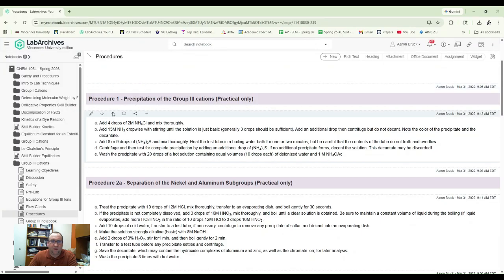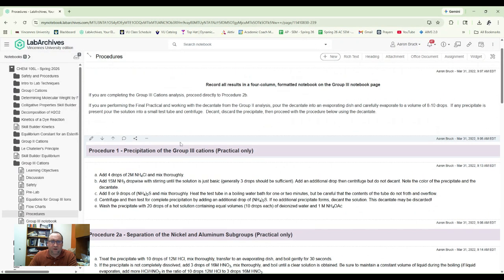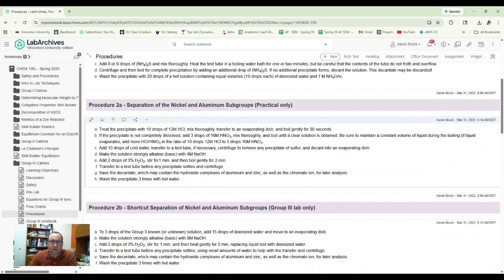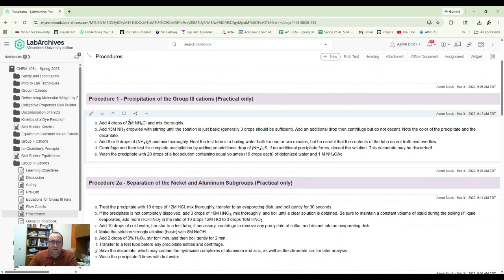the group here, we can do some separations here. So notice that procedure 1 and procedure 2A are listed as practical only steps. So for your analysis in the group 3 analysis, you do not need to do these particular steps, because what these steps do is they help to separate and characterize the group 3 ions from anything that might be left over in your practical.